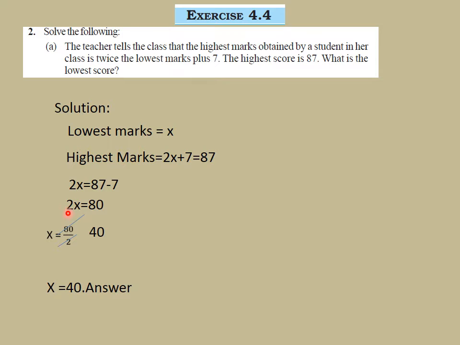And what is this 2 doing with x? It is multiplying. So when it goes to the right hand side, it has to divide. So 80 upon 2. 2 4s are 8, and beside it 0 is there. So 40. So x is equal to 40.